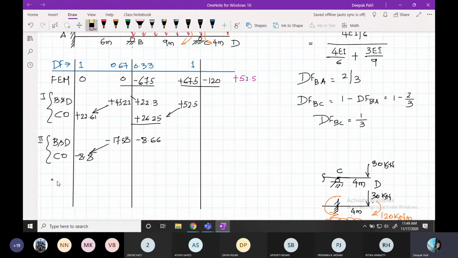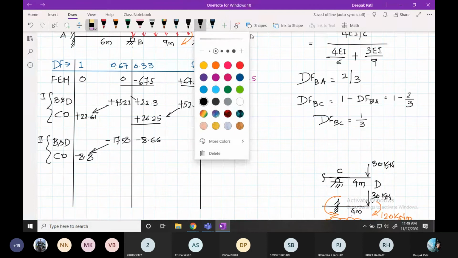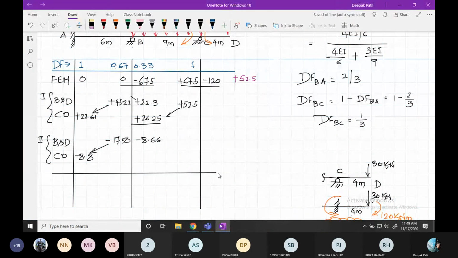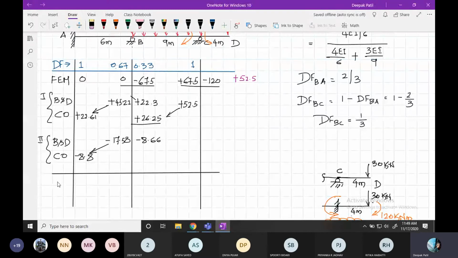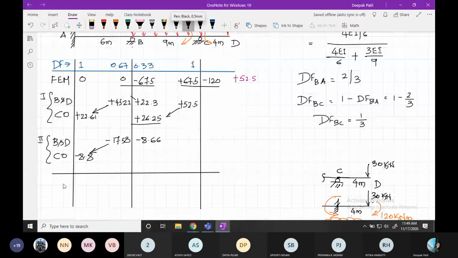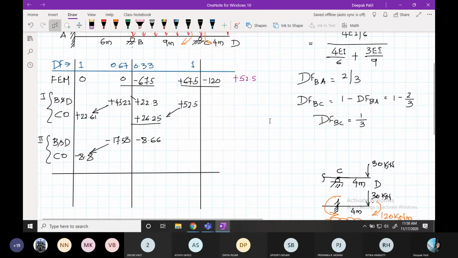Once you have decided that you have to stop, just draw a horizontal line, and do the summation of all these things. Meanwhile, you just do the summation.